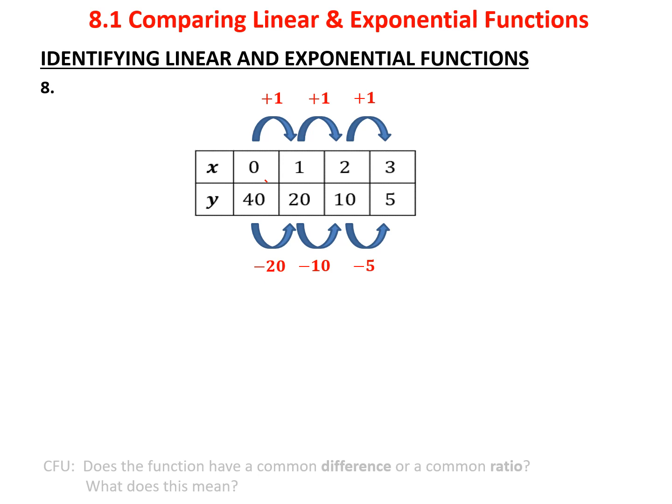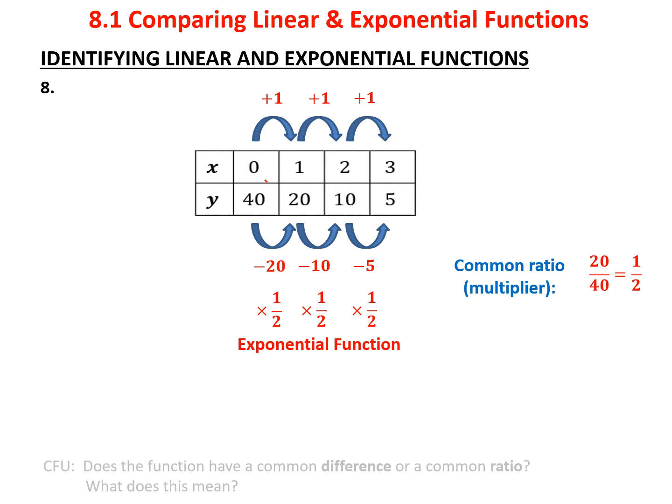So let's compare the ratio of the two numbers. Instead of subtracting them, let's find the ratio. And notice if I take 20 and divide by 40, I get 1/2. So what I have here is a common ratio. 40 times half of 40 is 20, half of 20 is 10, and half of 10 is 5. So what I have here is an exponential function.